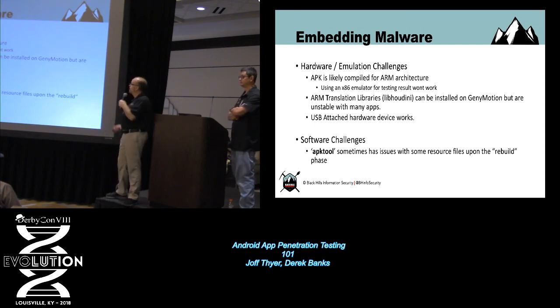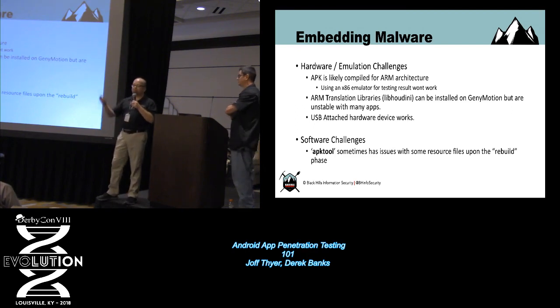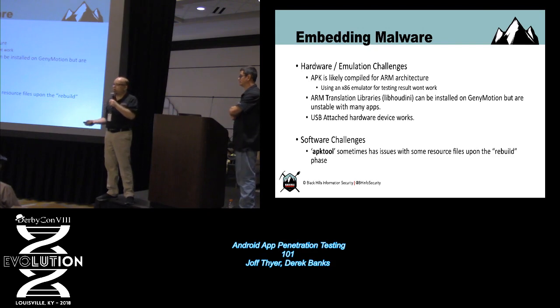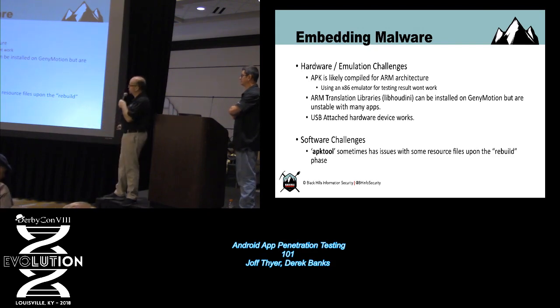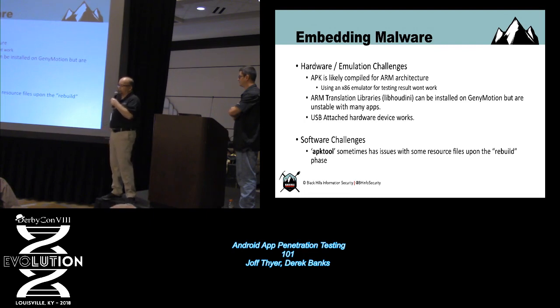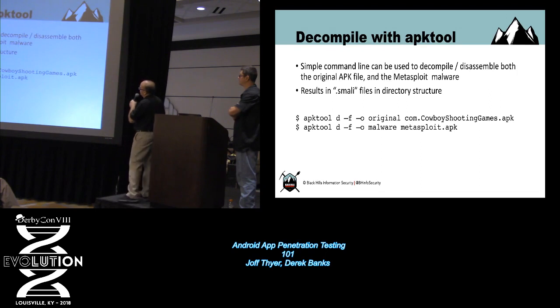Okay? You need a USB hardware attached device if you don't want to deal with the emulation problems, right? If you have a Moto or a Nexus 6 that you've rooted, you can just plug that in and do everything that way because that's going to be ARM and give you everything that you need, right? That's an alternative. Software challenges. Sometimes apktool has issues with resource files upon the rebuild, and it just bails out and gives you horrible errors, and you have to go into a manual discovery and editing mode to fix it, and it's very painful. So this is not necessarily trivial, all right?